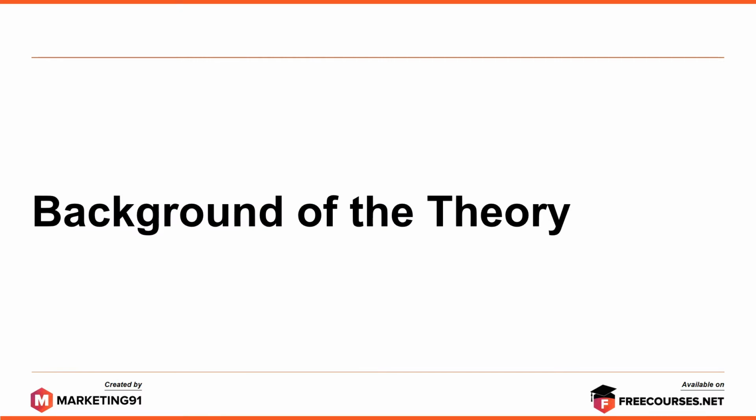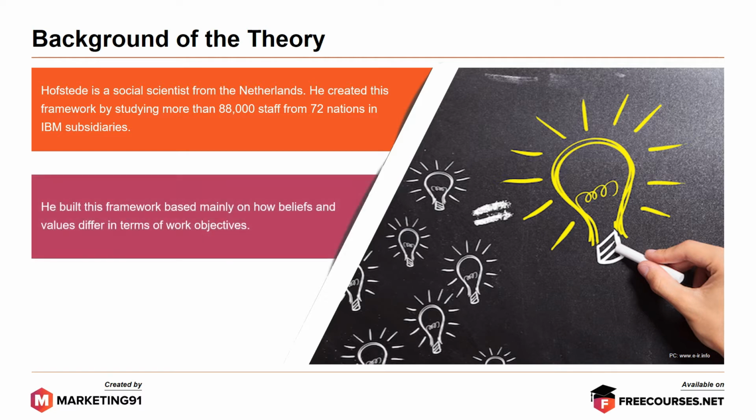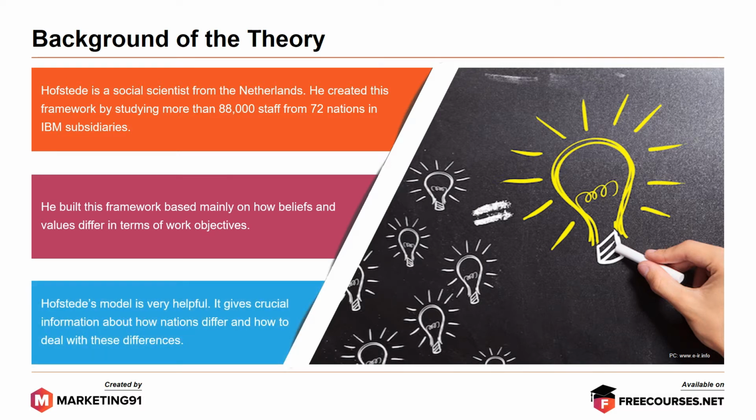Moving on to the background of the theory. Hofstede is a social scientist from the Netherlands. He created his framework by studying more than 88,000 staff from 72 nations in IBM subsidiaries. He built this framework based mainly on how beliefs and values differ in terms of work objectives. The Hofstede model is very helpful. It gives crucial information about how nations differ and how to deal with these differences.